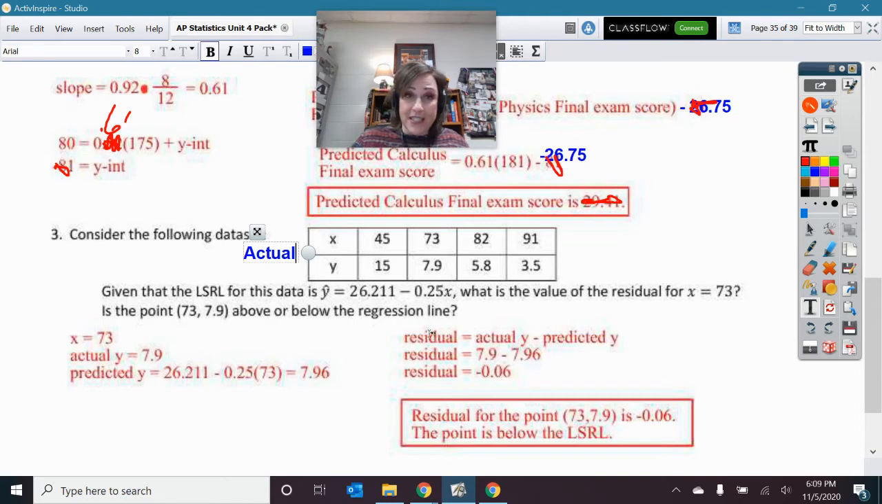So with my residual, my residual is actual y minus predicted y. So that's 7.9 minus 7.96. So there's my residual, negative 0.06.